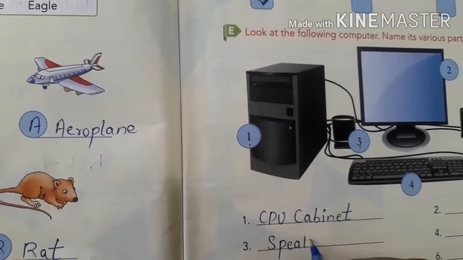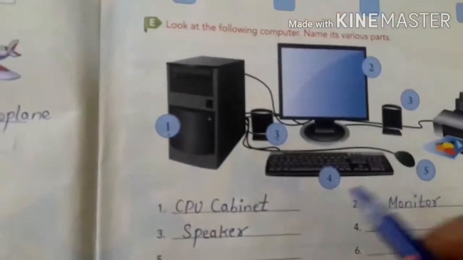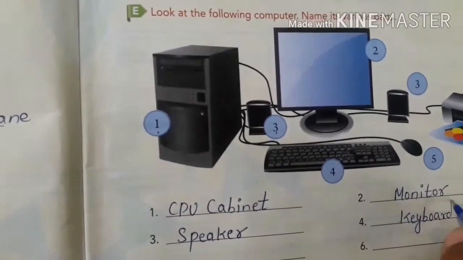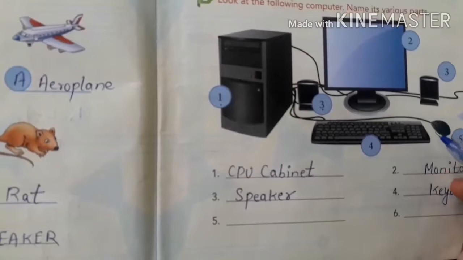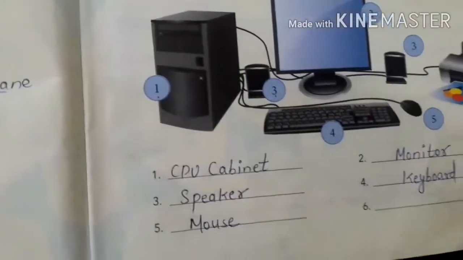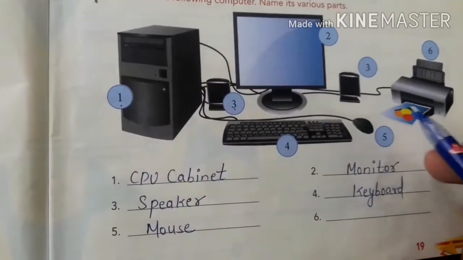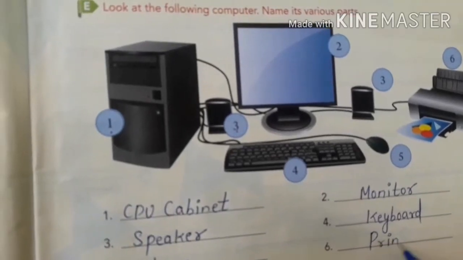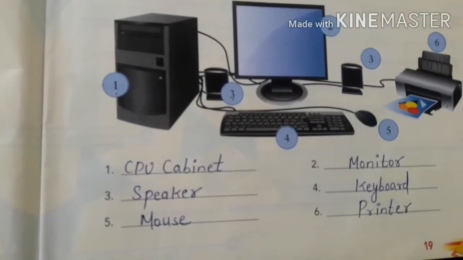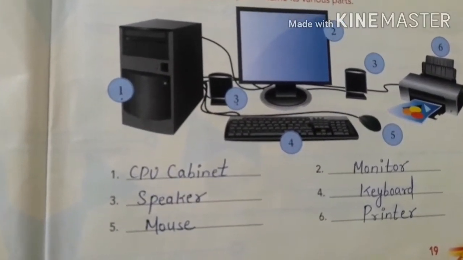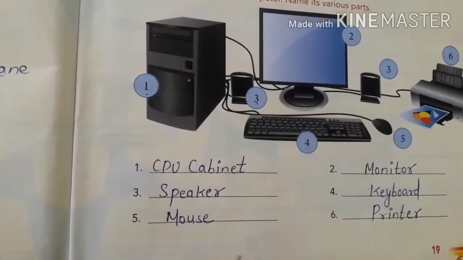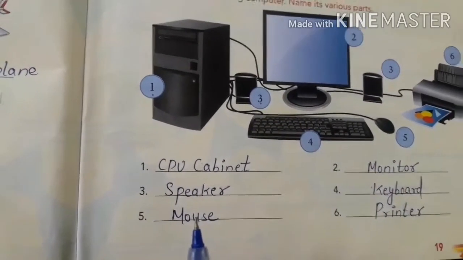Speaker. Okay, what is this? Keyboard. What is this? Mouse. And which part? Printer. Okay children, this is the parts of computer. CPU cabinet, monitor, speaker, keyboard, mouse and printer. Students learn all the parts, okay, with spellings.